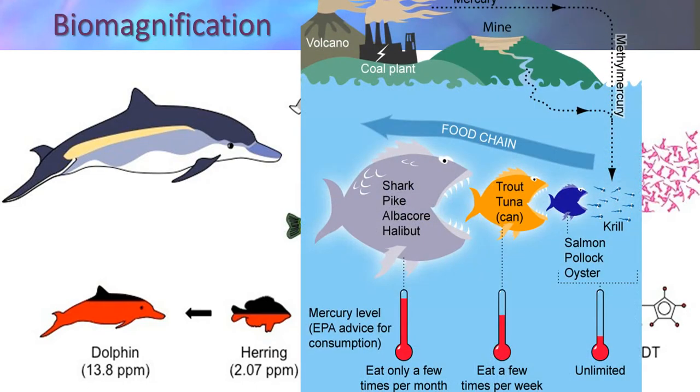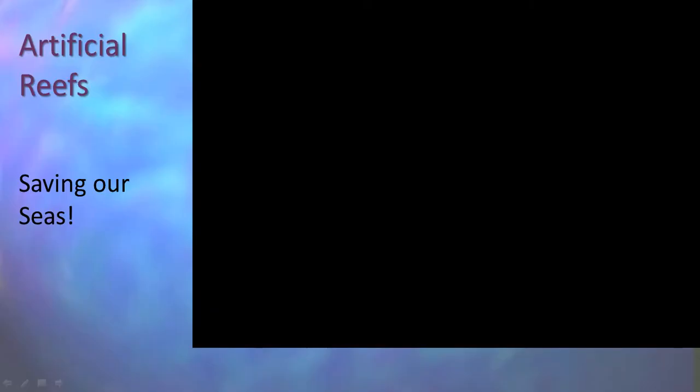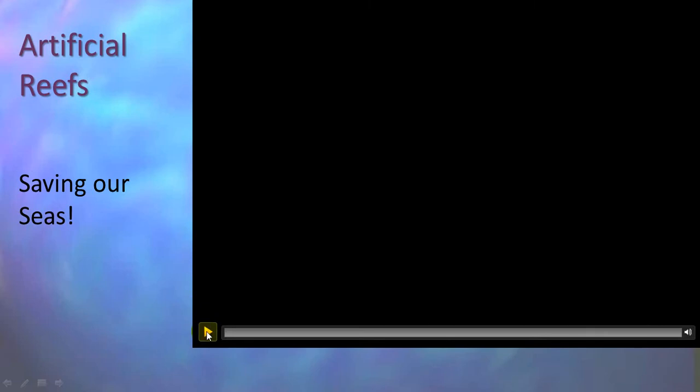And here's another one right here, just showing you how we have our, this says methyl mercury right there, and we have our krill, then our salmon, and it starts to build up, and then the trout, the tuna right here, and then our albacore, a big tuna right there. Yeah. Okay, that's called biomagnification. So what can we do? Let's look at some artificial reef ideas right here.